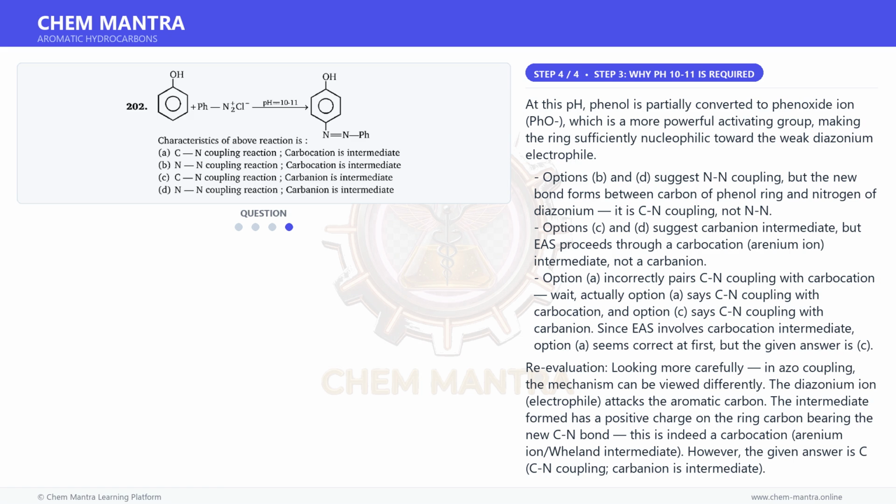The carbon that attacks can be considered to behave in a carbanion-like fashion as the nucleophilic carbon. Additionally, some sources describe the Meisenheimer type complex or consider the ring carbon as carbanion-like when it acts as the nucleophile. Given that the answer is provided as C, the intended answer per the question bank is C-N coupling reaction with carbanion as intermediate, reflecting that the aromatic carbon acts as nucleophile, carbanion character, attacking the diazonium nitrogen.